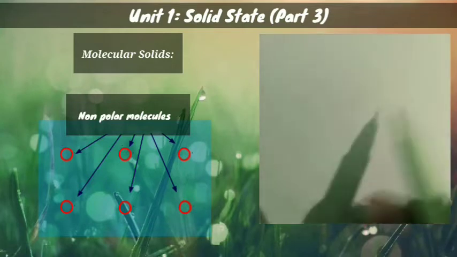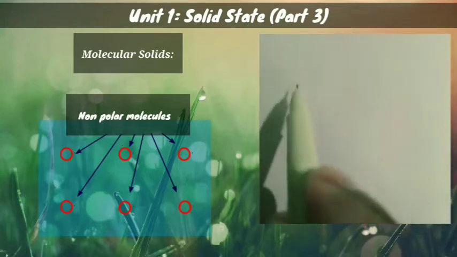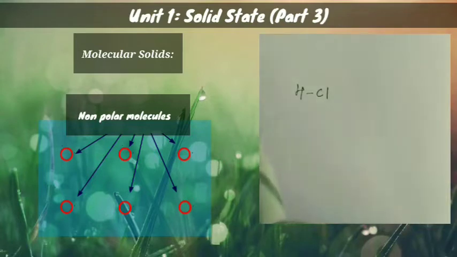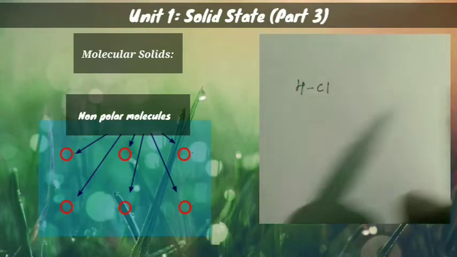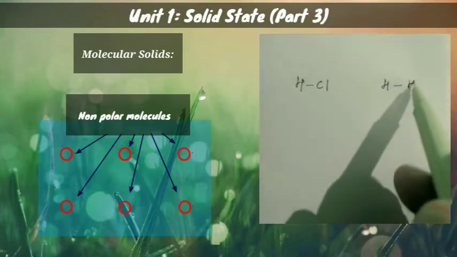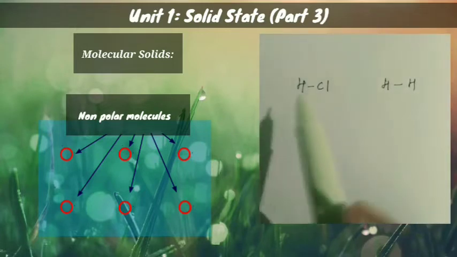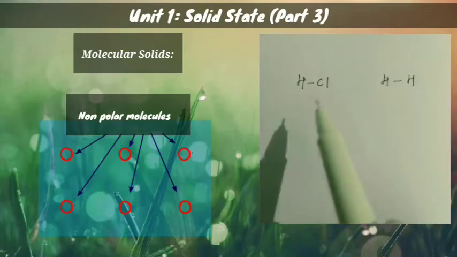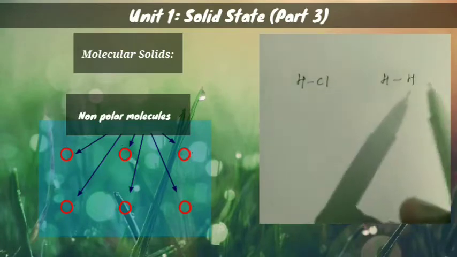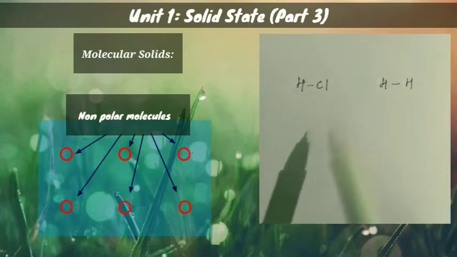So let's suppose we have this HCl molecule, and this is a hydrogen molecule. Can you tell me which one is going to exhibit polar nature and which one is going to exhibit non-polar nature?